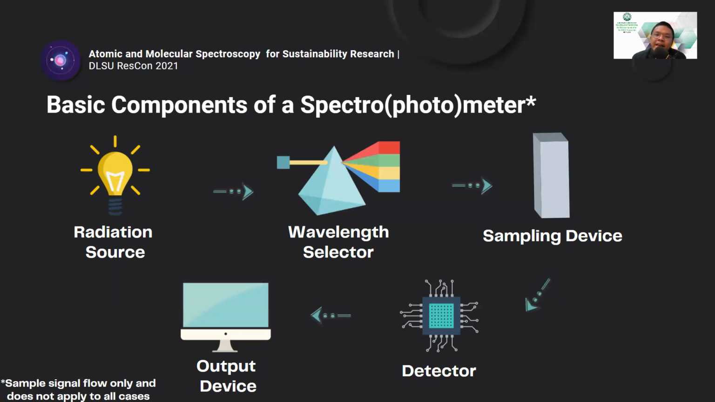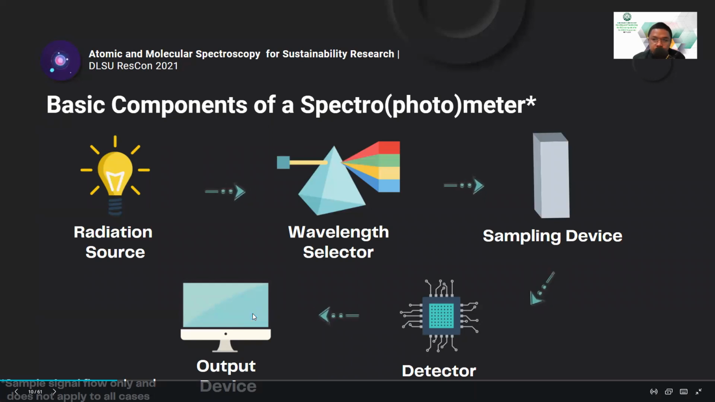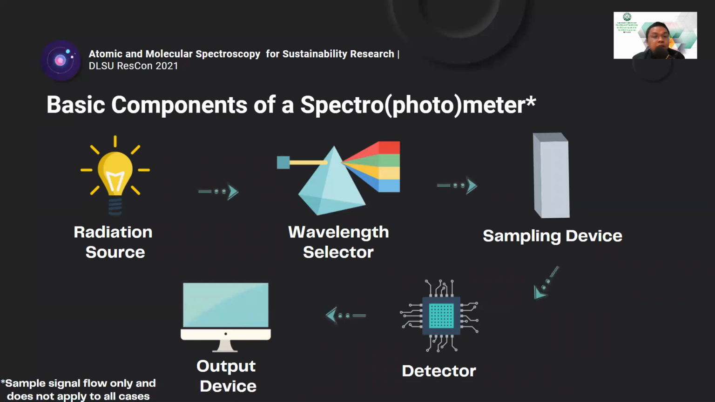And then once the light from the wavelength selector and sampling device passes through, it will be reaching a detector where light energy is converted into electrical energy, and that electrical signal is converted into an output which we can interpret. For example, it's usually in intensity counts units or absorbance units. Whatever the case may be, we will be seeing it on a screen, on a PC, or on a monitor or an output device.